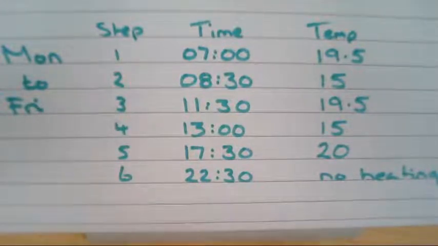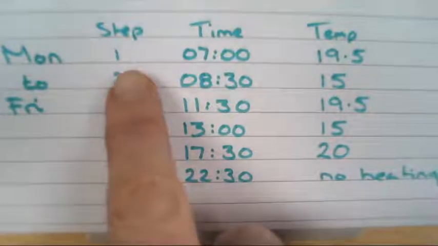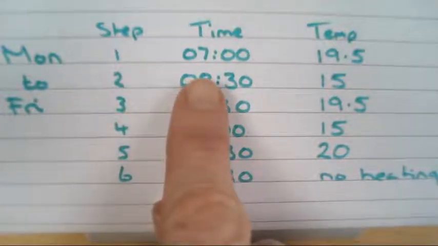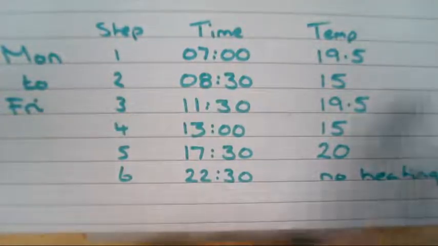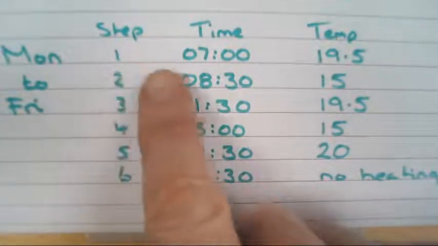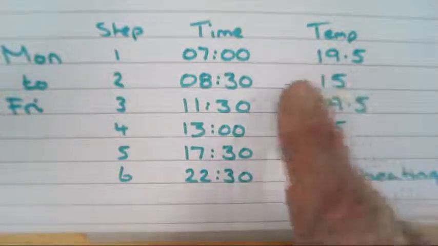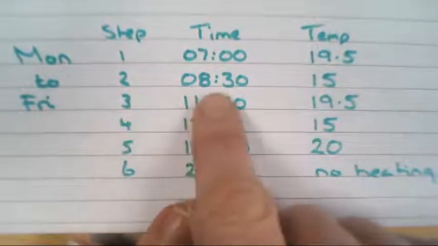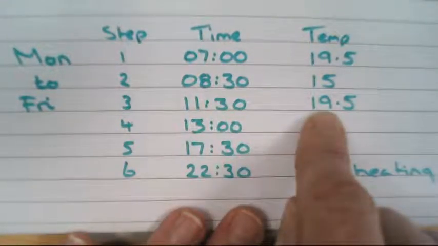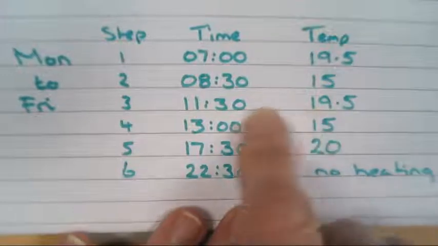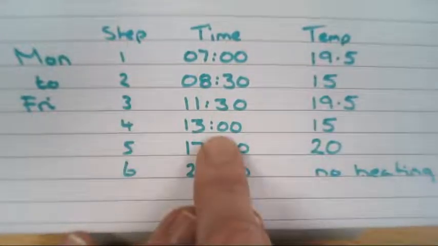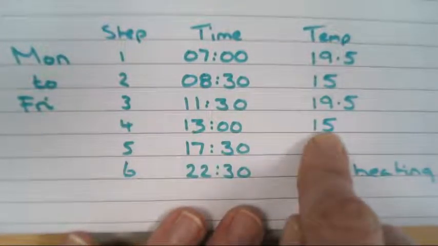There are 6 programming steps, and for the week program I would like it to come on at step 1 at 7 o'clock in the morning to a target temperature of 19.5. Step 2 at 8:30 to go to a background temperature of 15. Step 3, 11:30, again 19.5. And step 4 at 1 o'clock in the afternoon, 15.